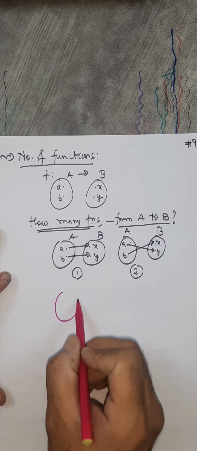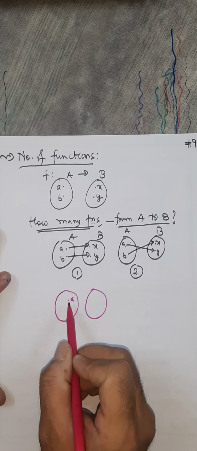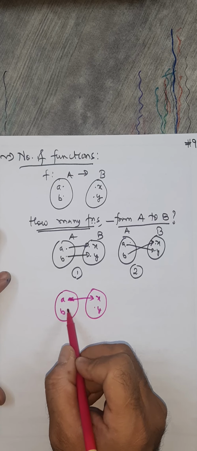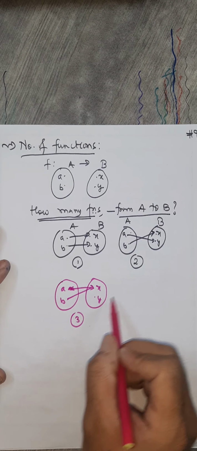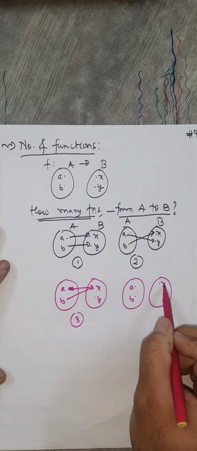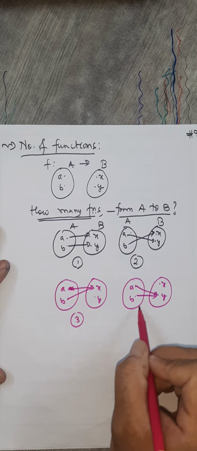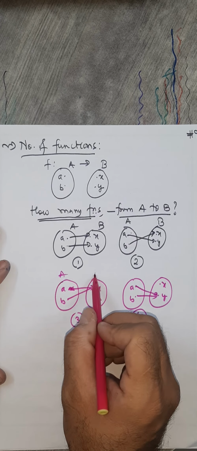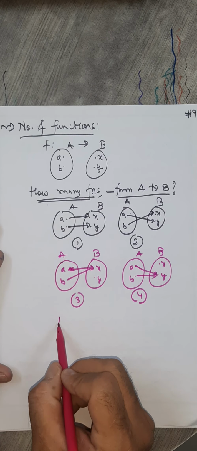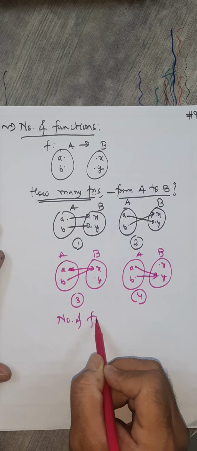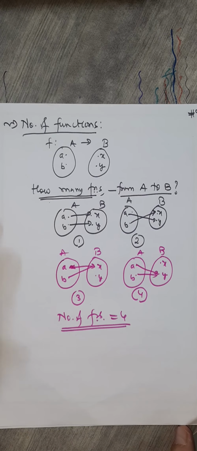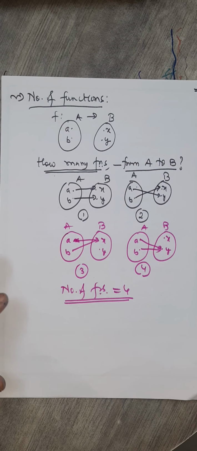Then I can have one more like this also. This is a here, this is b, x, y. I can take like this also. This is also a function, remember, 3. And now the fourth one, you must have noticed how I'm doing it. a, b, x, y, like this. How many functions are there? 4 functions. Number of functions from A to B equals 4. Clear? 4.